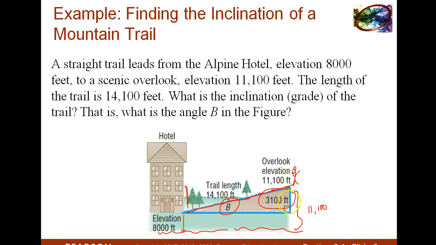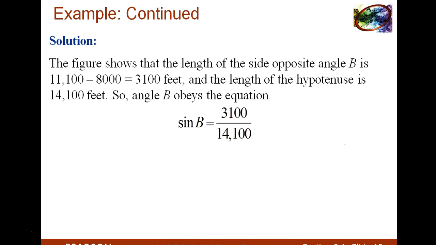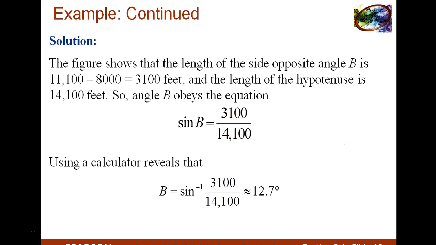So I have this length here. I have the length of the trail. So I have sine actually here. The sine of angle B is 3,100 over 14,100. And I'm just going to now have to talk about, well, what angle has that sine? And I'm going to need to go into my calculator. And it'll give you about 12.7-ish degrees. You round to wherever they tell you to round. 2 or 3 decimal places is pretty good. That's a pretty steep incline. I wouldn't want to have to run up it, but it's not terrible.